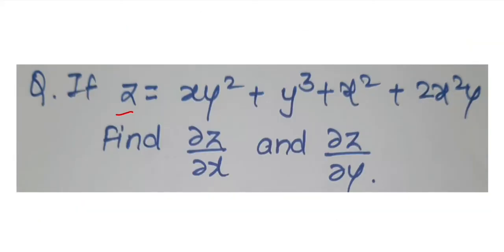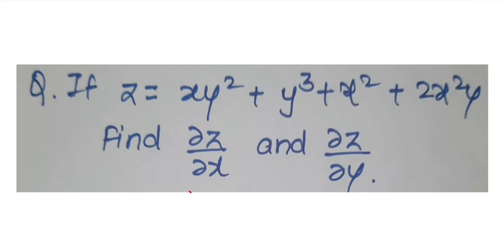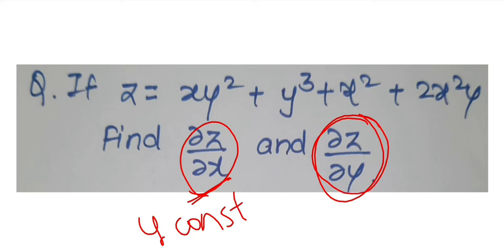So we have z equal to xy square plus y cube plus x square plus 2x square y. So z is a function of the variables x comma y. Now we have to find the partial differentiation of z with respect to x and the partial differentiation of z with respect to y. For partial differentiation of z with respect to x, we will assume y as a constant, and for partial differentiation of z with respect to y, we will assume x as a constant. So let's start to solve it.